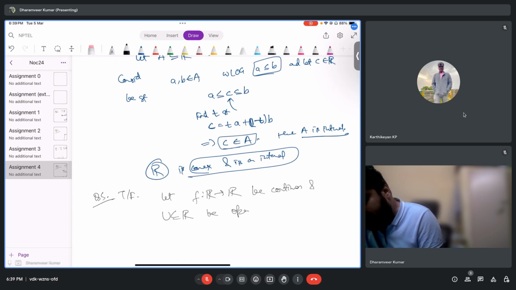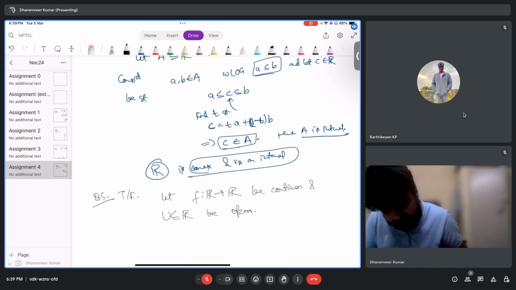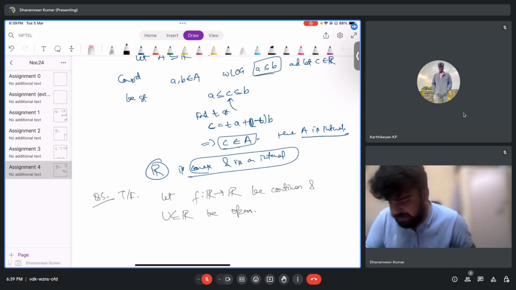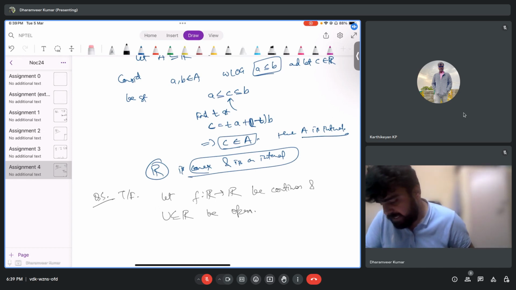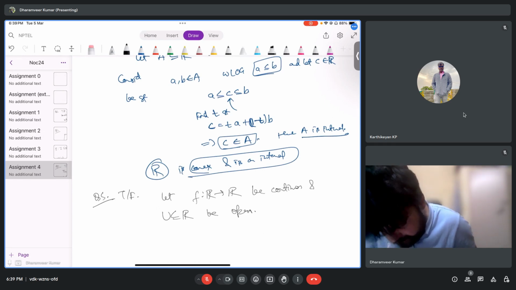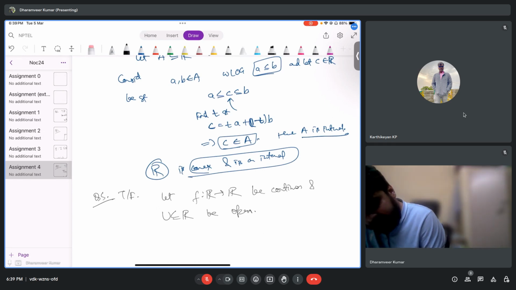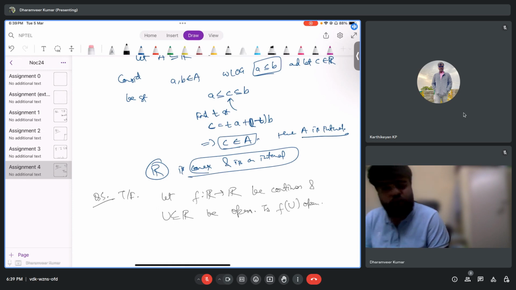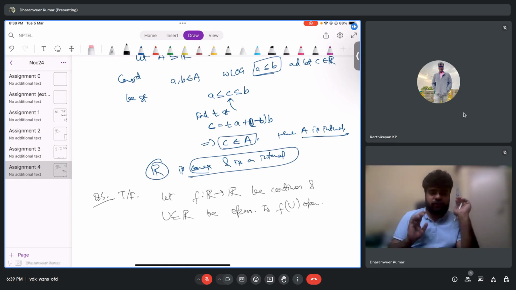Again, it's talking about open set, not open interval. So there's a function which is continuous and there is a set which is open. So it's asking, is f of U open? Again, it's not talking about open interval or anything. It's talking about a general open set.